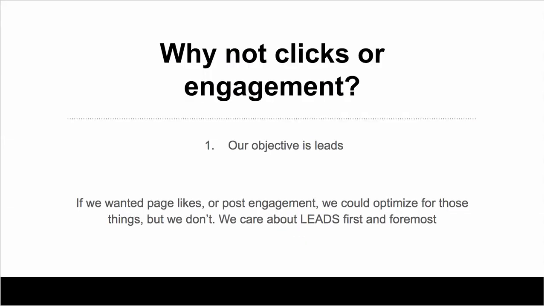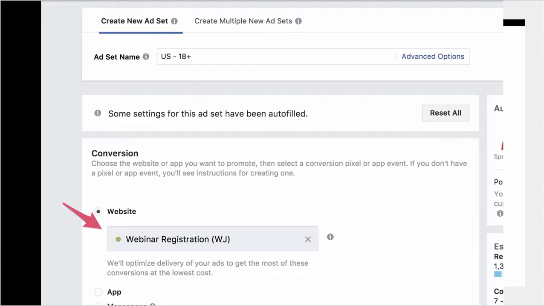Now, why not clicks or engagement? We want people to click on our ad, right? Well, if we're optimizing for clicks and we're getting all the clicks in the world we want, but none of those clicks are turning into leads, are we really accomplishing our objective? No, we're not. What we're after is generating leads for our clients. So it doesn't matter how many clicks we get or how cheap the clicks are. I see people in another Facebook group all the time posting about their cheap clicks as a success of the campaign. Nobody cares how many clicks you get if it doesn't turn into leads. So our objective is always going to be leads. If we wanted things like page likes or post engagement, we could optimize for those, but we don't. We care about leads in this circumstance.